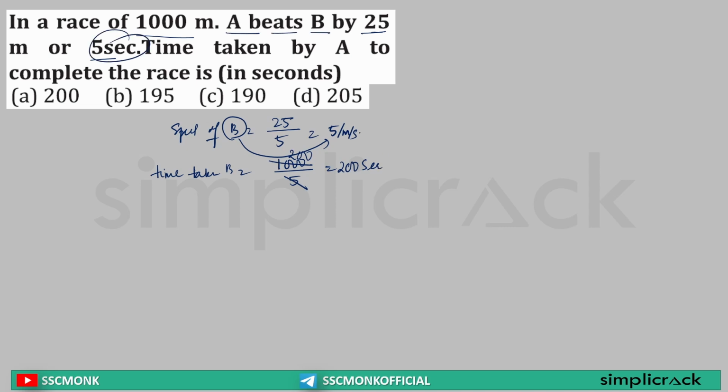That means A takes 5 seconds less than B. So the time taken by A is equal to 200 minus 5, which is equal to 195 seconds. Option B. Clear? Sorted? Yes or no? This is how you can directly solve the questions.